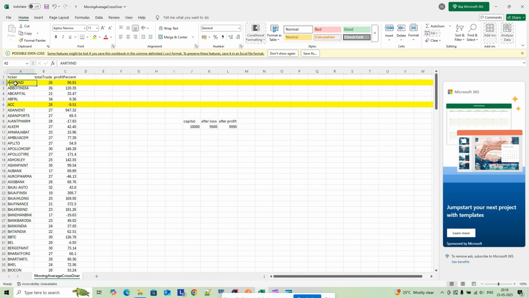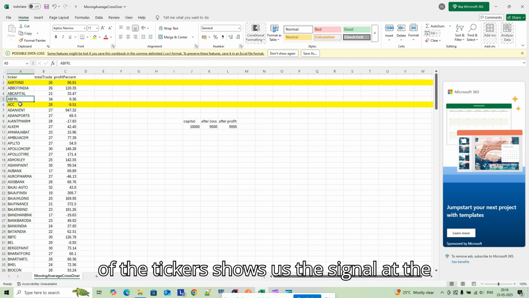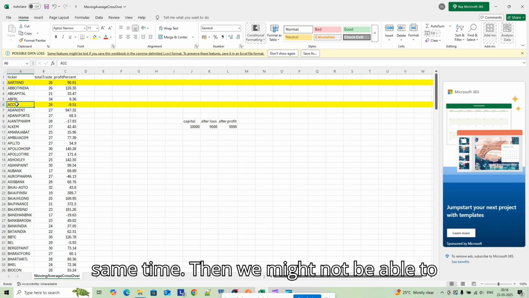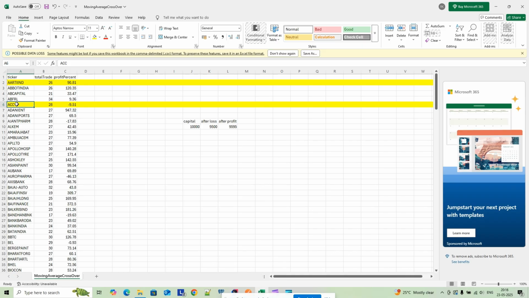Another one is ambiguity in the signals. Say suppose two of the tickers show us the signal at the same time, then we might not be able to take the trade in both tickers, and then gain the profit from the loss.